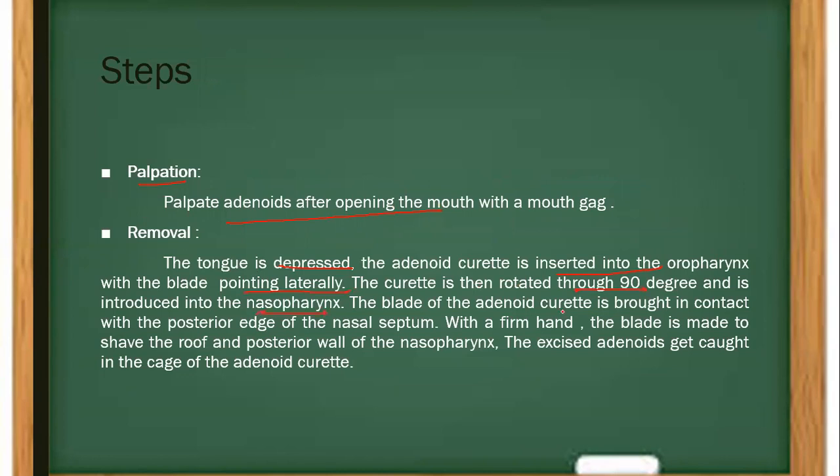The blade of the adenoid curette is brought in contact with the posterior edge of the nasal septum. With the firm hand, the blade is made to shave the roof and the posterior wall of the nasopharynx. The excised adenoids get caught in the cage of adenoid curette. It is nothing but first we have to palpate the adenoids.